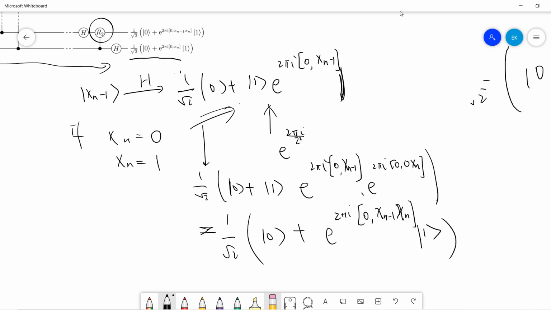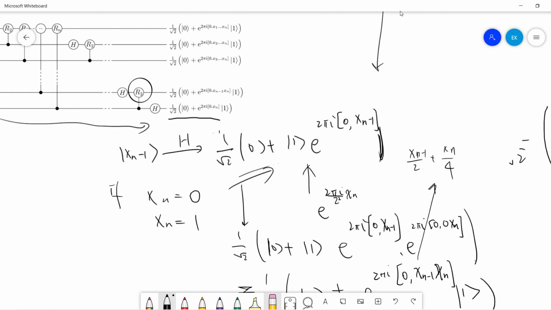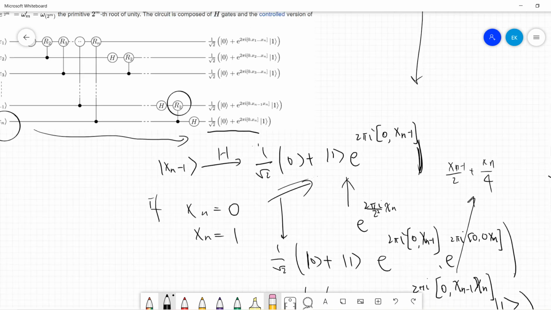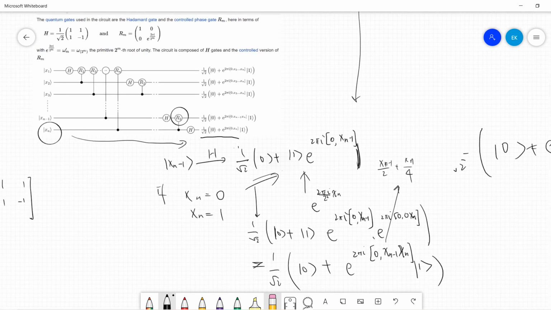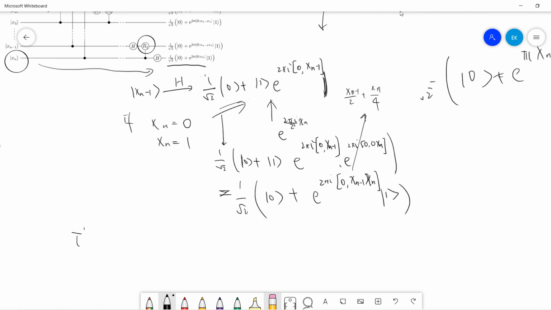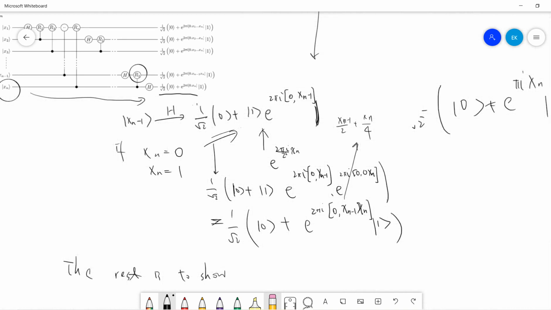And 1. Okay, so by definition, this is just xn minus 1 divided by 2 plus xn divided by 4. So you see, this is xn. So you see, it's obviously this will give you this. Okay, and so on and so forth. So finally, you will get these two. You will get the 0 and this one. Okay, so the final thing is that once we get this, the rest is to show that the product will give you the QFT x1, x2 up to xn. Okay, so right, this is the proof.